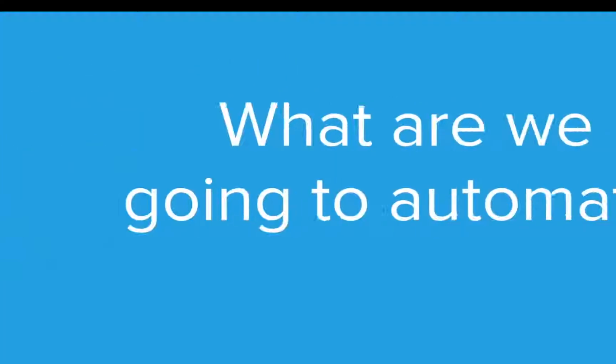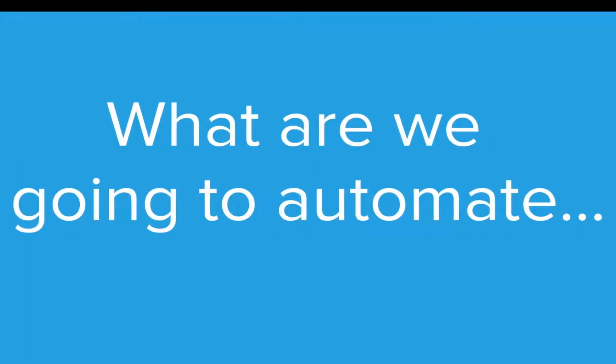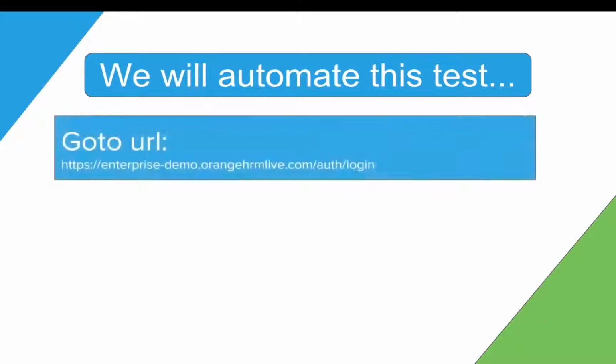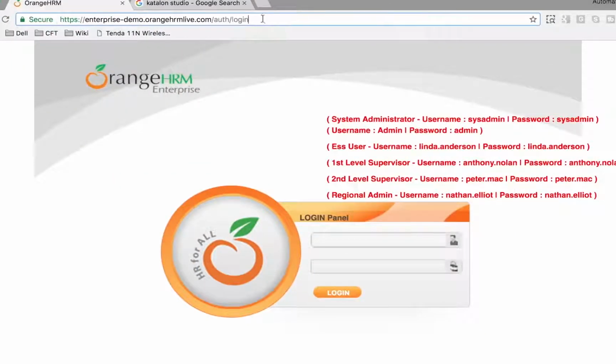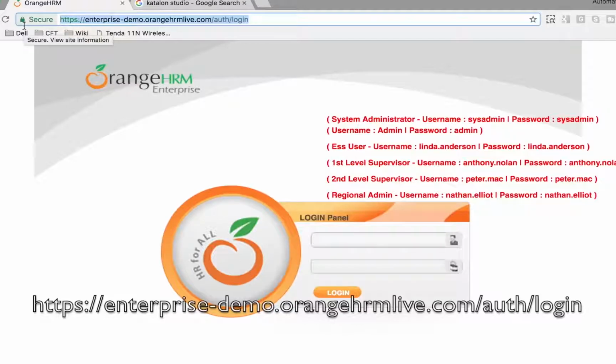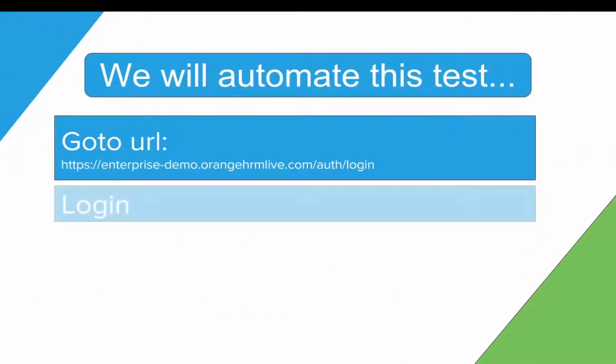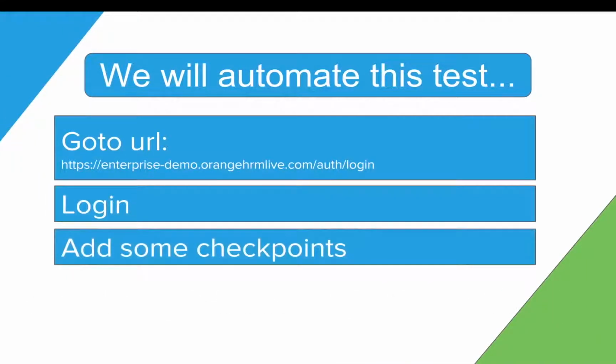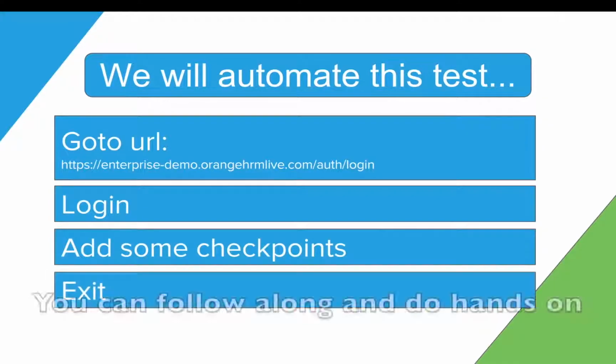So now we have to create our test in manual mode. What exactly we are going to automate is this scenario where we will go to this particular URL, which is a demo site for Orange HRM. Let us go here. This is the URL. I will make this URL available in the description of the video as well. And here we will do a login, add some checkpoints, and then we will exit.